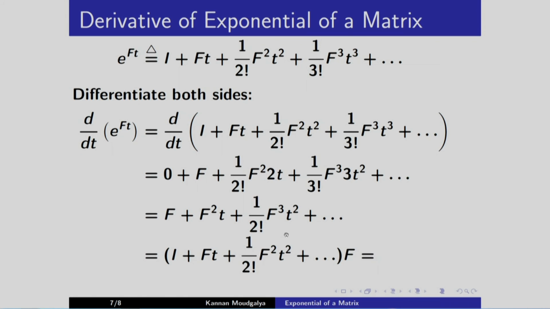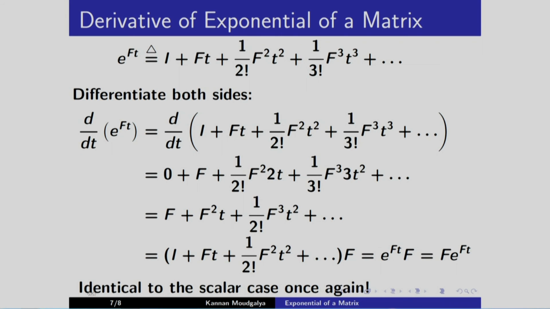Let us pull it out. So I have pulled it out on this side, and whatever is inside is nothing but exponential ft. So we have exponential ft into f, and instead of pulling f on this side, I could have pulled f on this side, left hand side, and if we do that we get this expression. As a result, once again it behaves like a scalar. So identical to the scalar case once again.